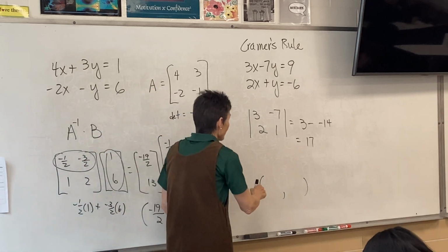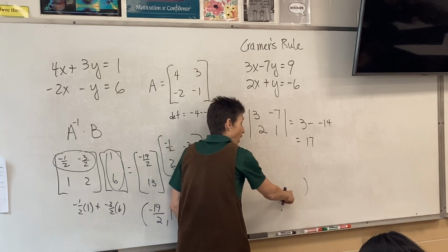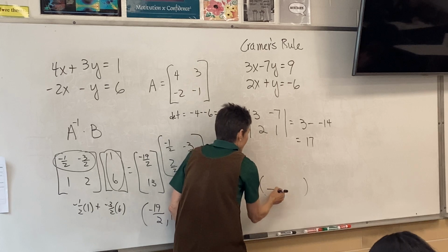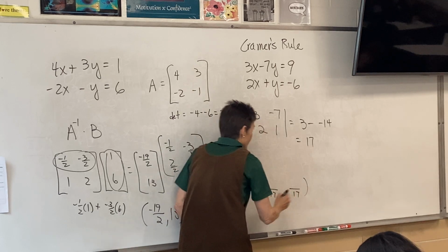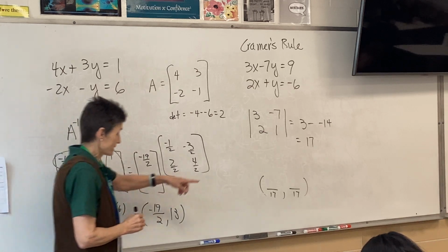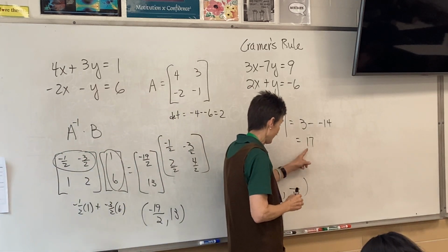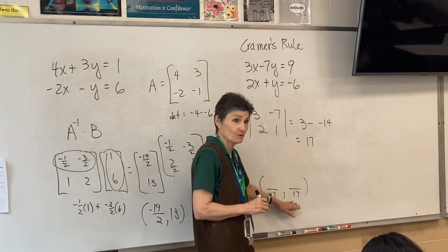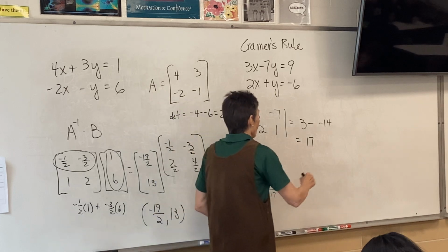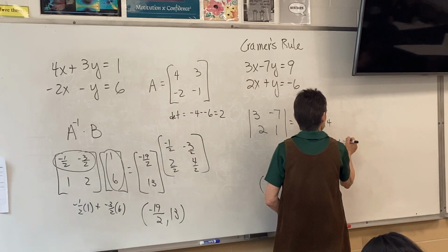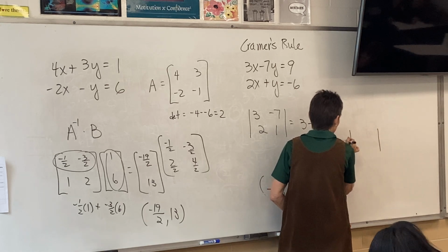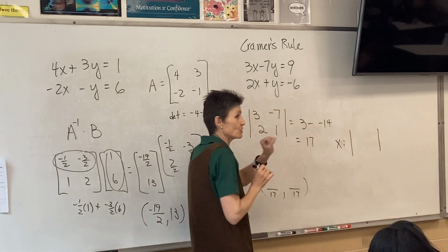Now, remember I said we're finding an X and a Y. These are going to end up fractions, and the denominator of the fraction is going to be 17. This number, the coefficient determinant, is the denominator of your x and y. Now, what are the numerators? Well, your x numerator is another determinant.